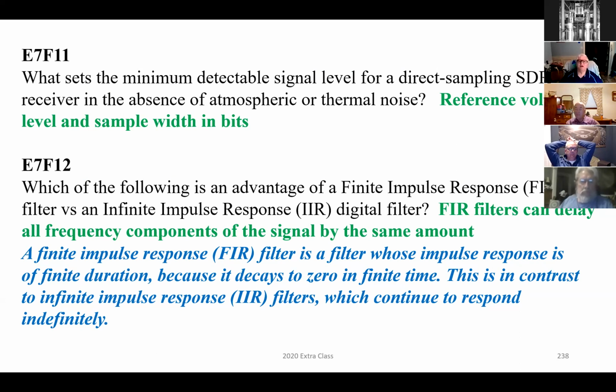Okay, which of the following is an advantage of a finite impulse response filter versus an infinite impulse response digital filter? FIR filters can delay all frequency components of the signal by the same amount. So a finite impulse response FIR filter is a filter whose impulse response is of finite duration because it decays to 0 in finite time. This is in contrast to an infinite impulse response IIR filter, which continues to respond indefinitely.